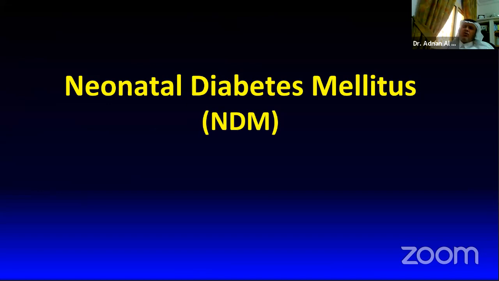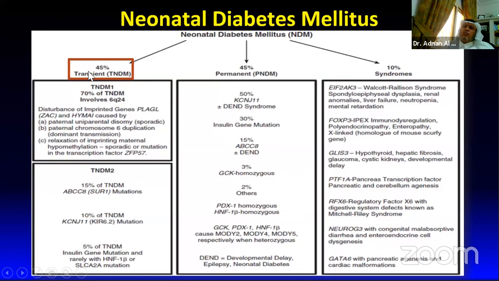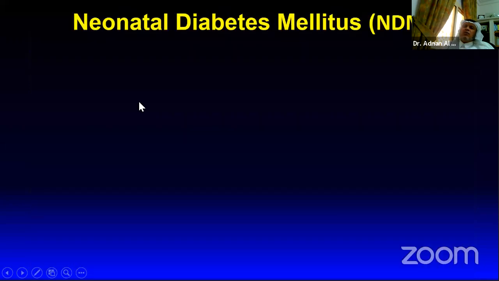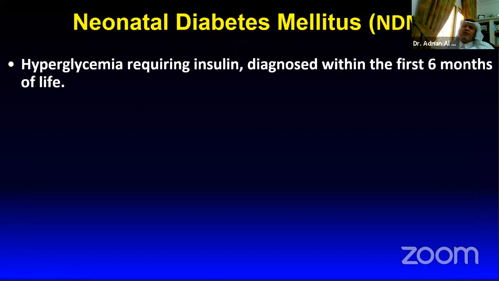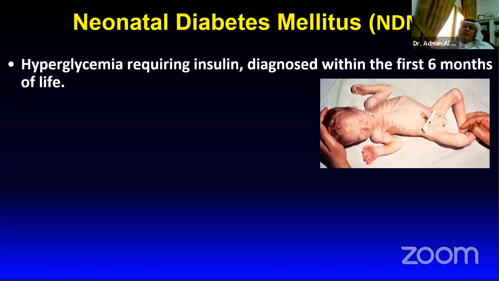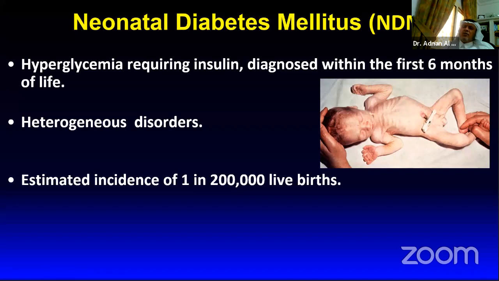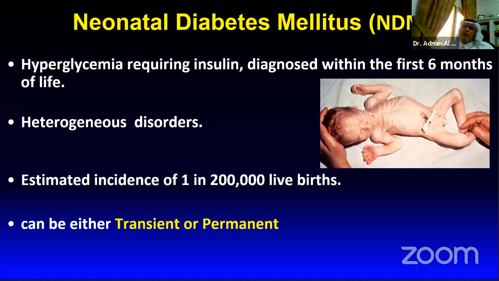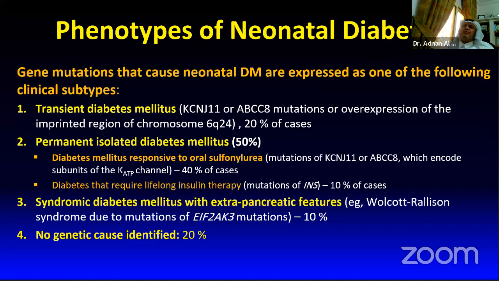With this introduction to neonatal diabetes, they could have transient neonatal diabetes or permanent neonatal diabetes, or they could be syndromic. Transient usually presents in the first 6 months and resolves. In general, neonatal diabetes presents within the first 6 months of age, and they could present with DKA. It's a heterogeneous disorder and a really rare condition. In our center, we have maybe 10 patients. In total, in GHA Jeddah and Riyadh, we have maybe 25 patients. It could be transient or permanent.